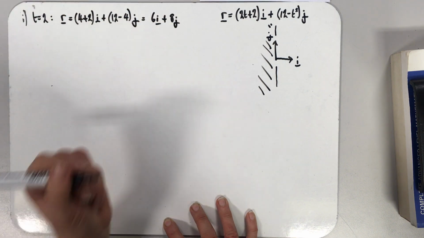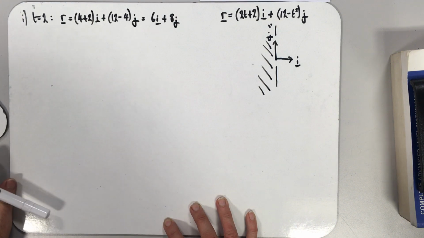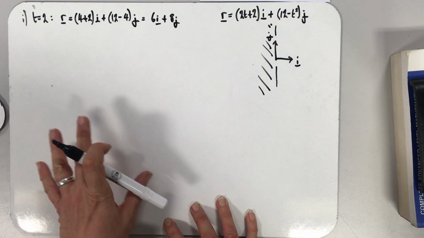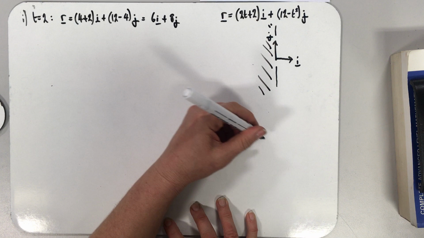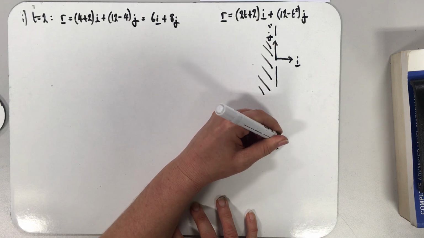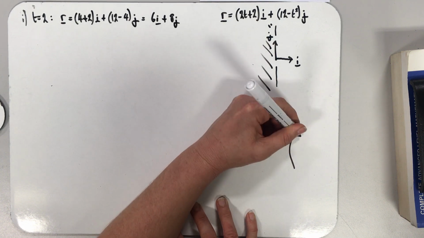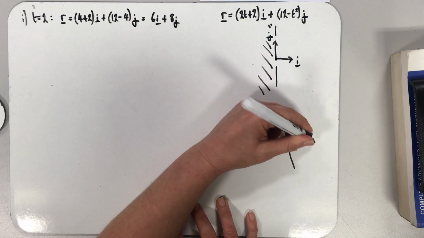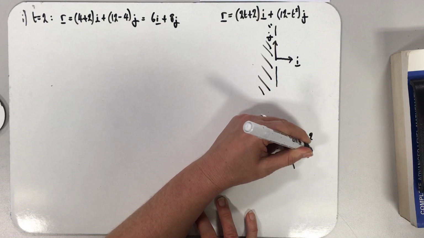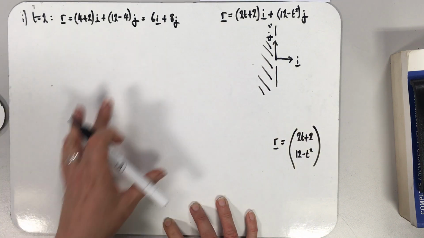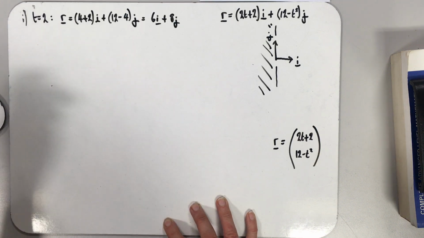If you want to work in column vectors, then please do. It's absolutely fine too. I'm going to do this one with i's and j's. The next example, I'll do column vectors. So you could write r as (2t + 2, 12 - t²) in columns, but I'm going to run out of room if I do that. So I'll keep this one as i's and j's.